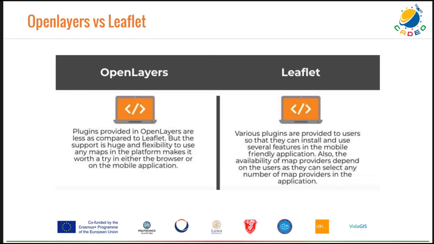In OpenLayers, the plugins provided are fewer as compared to Leaflet, but the support is huge and the flexibility to use any maps on the platform makes it worth trying in either the browser or on a mobile application. While in Leaflet, various plugins are provided to users so that they can install and use several features in the mobile-friendly application. Also, the availability of map providers depends on the users, as they can select any number of map providers in the application.